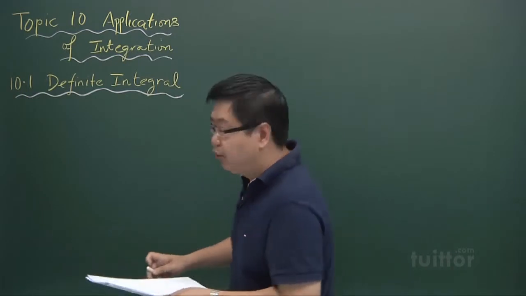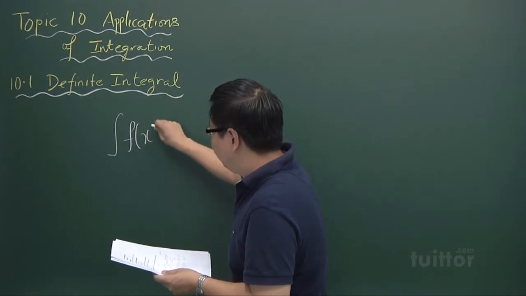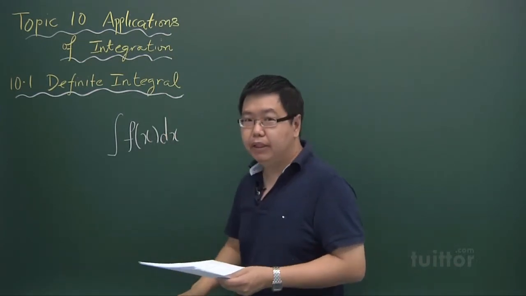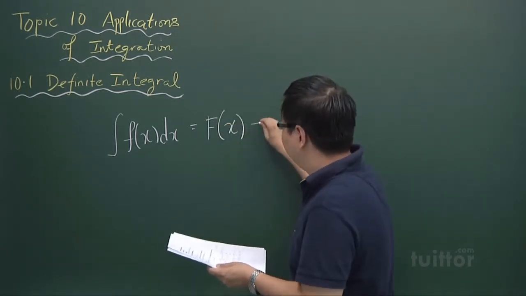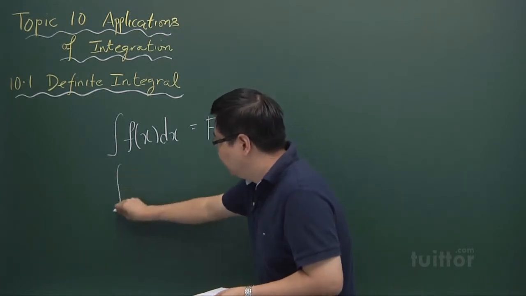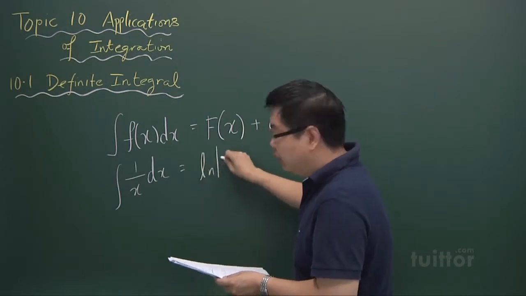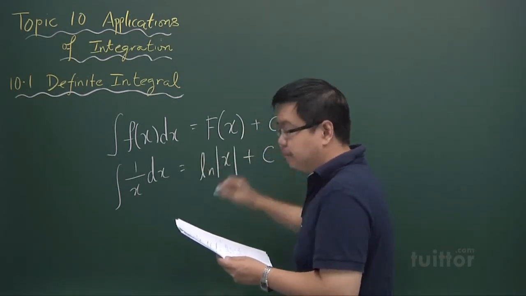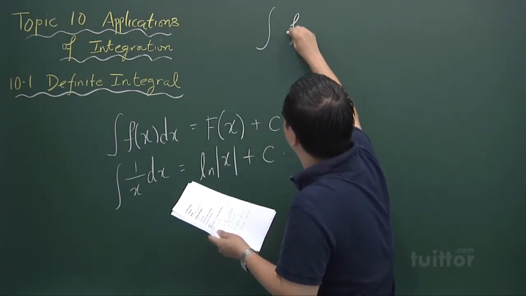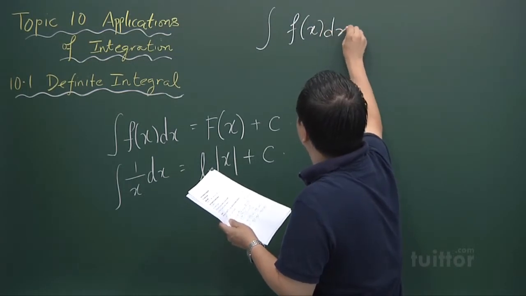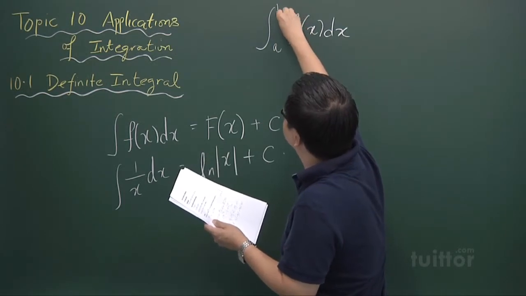Okay? In the previous chapter, we learned that whenever we integrate small f(x), we obtain a function, big F(x), plus the constant c. For example, if we integrate 1 over x, we'll get ln modulus x plus c. In this video clip, we're going through those situations where there is a definite integral. That means you're integrating f(x) from, say, a particular value a to another value b.